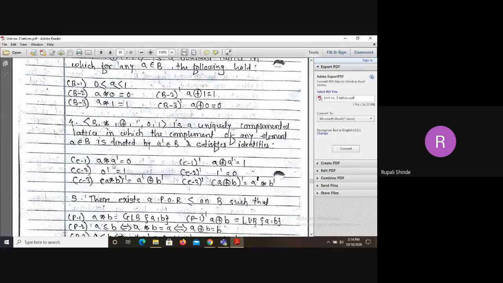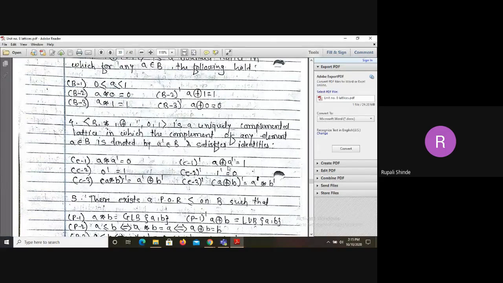So A star A's complement equals 0. We have already seen that if you take any element and its complementary element, then it should give 0 as an answer for the greatest lower bound, that is for the star operation, and it should give 1 as an answer for the least upper bound, that is for the XOR operation. So always keep in mind that the value for A star A dash is 0.